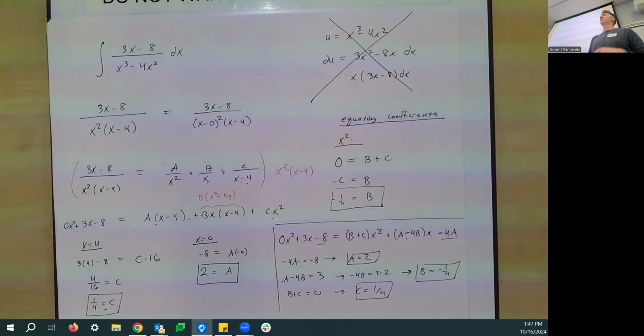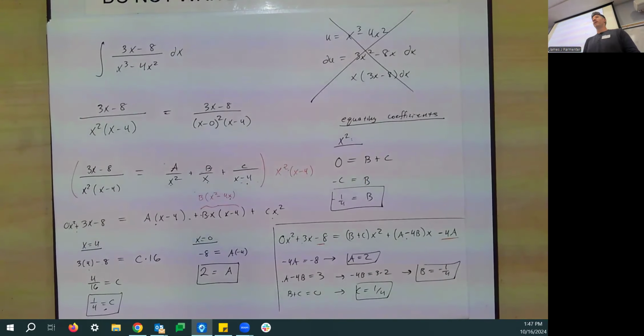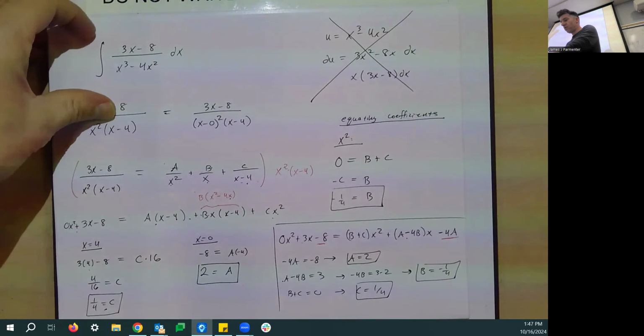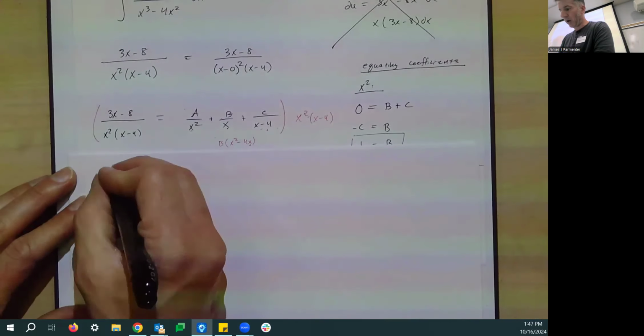And then after all this, you're like, thank God. No, I haven't finished. I still have to do the integral, right? So once you have done your partial fraction decomposition, then you actually still have to go back and integrate the darn thing.